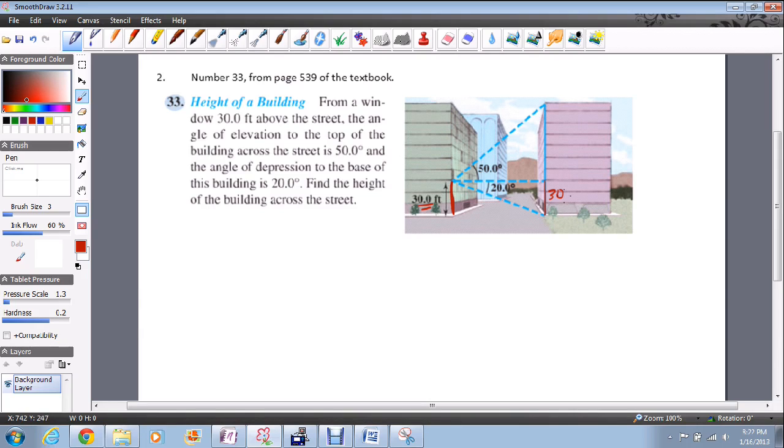Okay. The other thing I'm going to do is say I'm going to call this x. So that's the distance from the top of the building to here. So our final answer is going to be x plus 30.